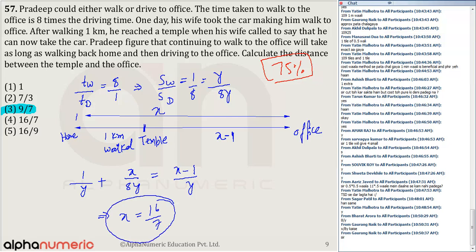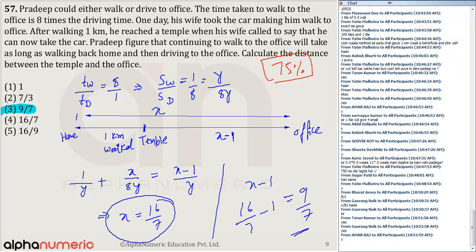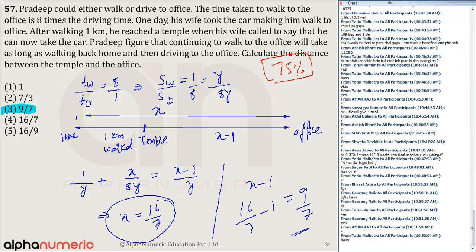The question is to calculate the distance between the temple and office. So the total distance will be x minus 1, which is 16 by 7 minus 1, which is equal to 9 by 7. So the answer in this case is 9 by 7. Is that clear to all of you? This was also doable. I will not say it's very, very easy, but yes, definitely doable. No high-fi funda, nothing.